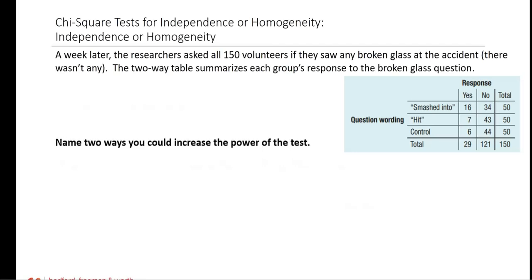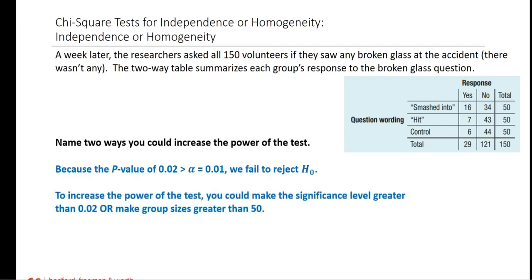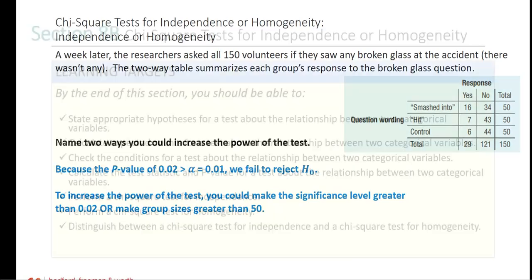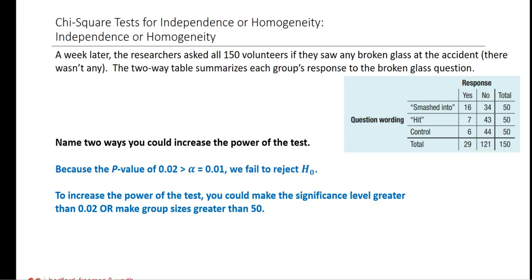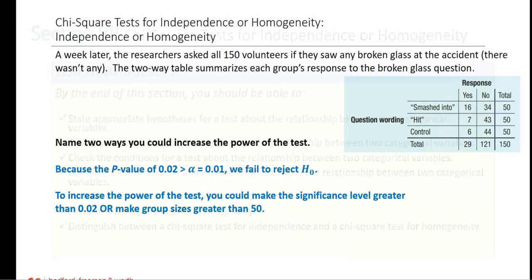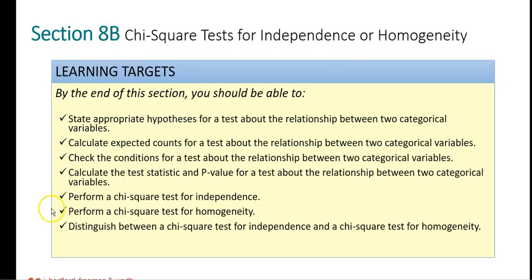Name 2 ways you could increase the power of the test. You can make the significance level greater, because that's going to make type 1 errors increase, which makes type 2 errors decrease, which makes power go up. Or you can make the sample size larger. That's always a great way to do it. That's like number 1. Okay, that's your lesson.